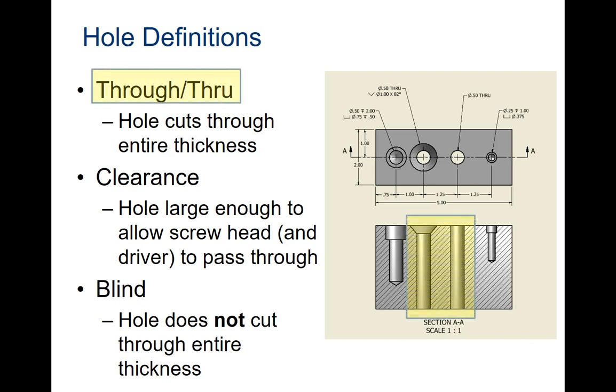So the first one we have is called a through hole, and this is just referring to the depth of the hole. In this case, the hole goes all the way through your object, so if we were actually looking, we could see completely through, and they're annotated with just that THRU. The second one we have is a clearance hole, which is wide enough to allow the entire screw head to pass all the way through it. Third, here we have a blind hole, which just essentially means that the hole stops before it reaches the other side, so you can't see it on the back side.